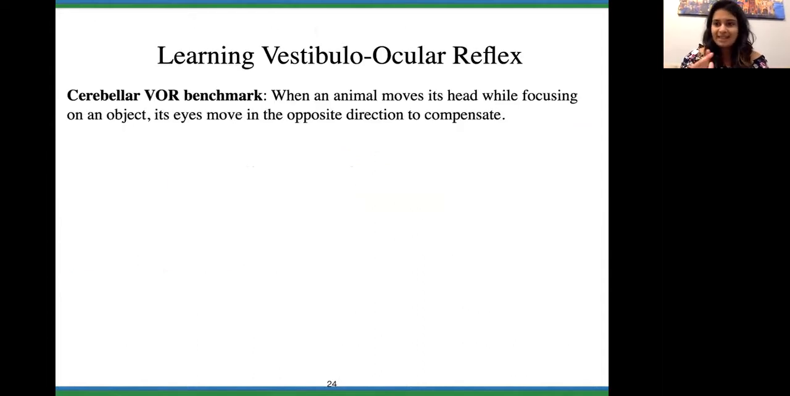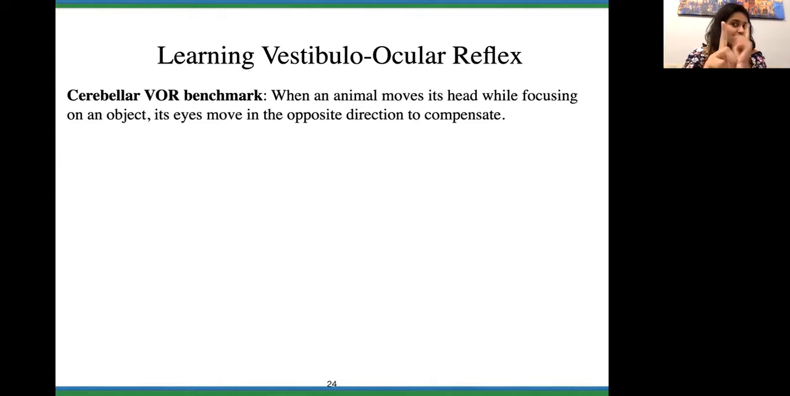So we test the DGN on a cerebellar benchmark, the vestibulo-ocular reflex, which is commonly used in the cerebellum community as a benchmark. It's a simple task. It's basically when an animal moves its head while focusing on an object.